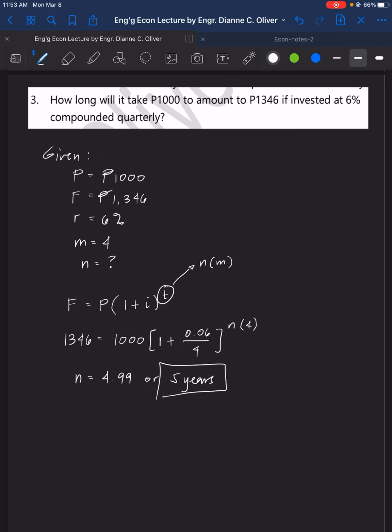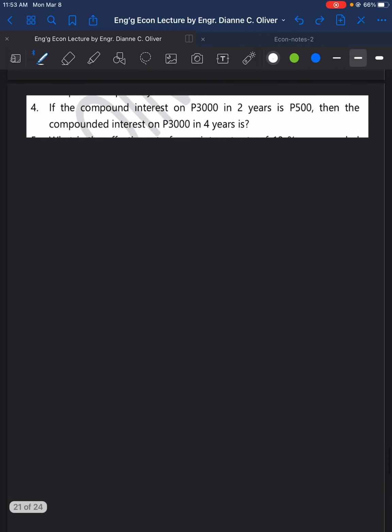So that's how long you will have this money at this interest rate. Next, number 4. If the compound interest on 3,000 pesos in 2 years is 500 pesos, then the compound interest on 3,000 pesos in 4 years is, so we will put here again a given.